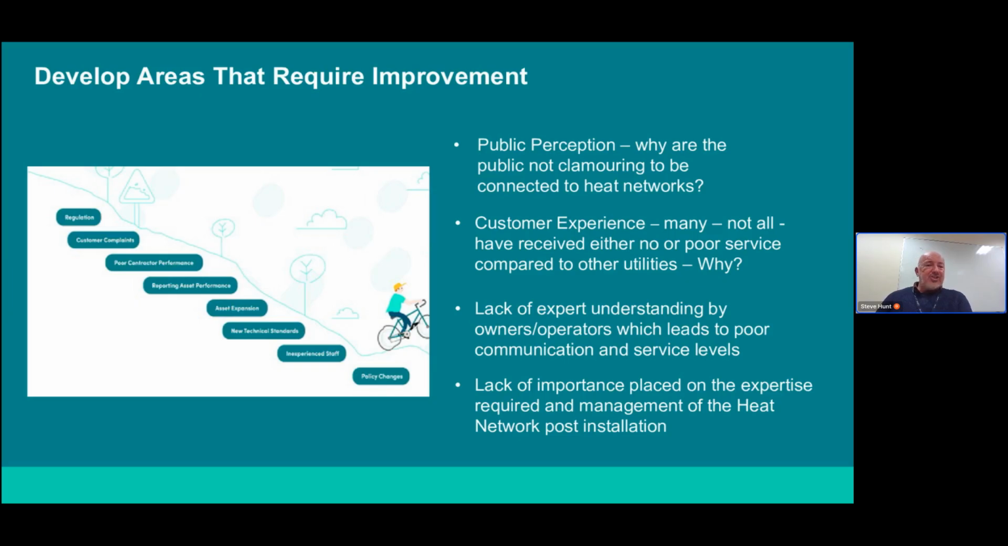So the customer experience of heat networks generally, not all, obviously, there are very good heat networks out there, the service levels provided haven't been as well delivered over the years as they should be and could be. And certainly not as well perceived as other network providers, gas and electricity. And I want to know why. Why is that? Where's that concentration of what we need to do for the customer? As I said, lack of expert understanding by the owners and the operators goes a long way to providing this problem, and the lack of service levels over the long term.